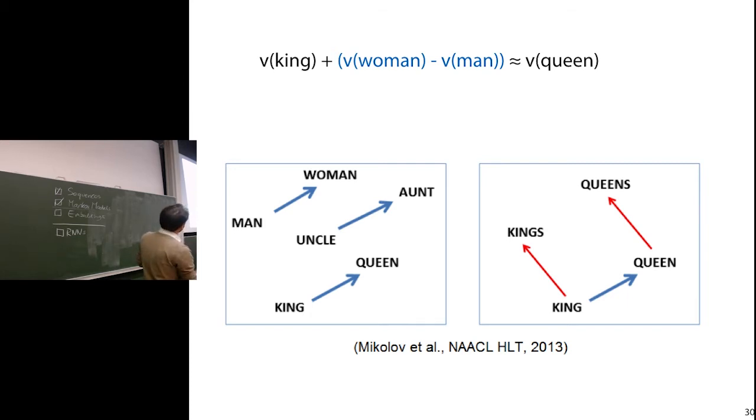If we take that vector and we add it to king, we end up in some point, and if we see which word has an embedding vector that is close to that point, we see that it's queen. So what you basically get is a vector that you can add to lots of male gendered words, like uncle and king, and it translates it automatically into the female version, or vice versa. You can also get a plural vector, so from king to kings, from queen to queens.